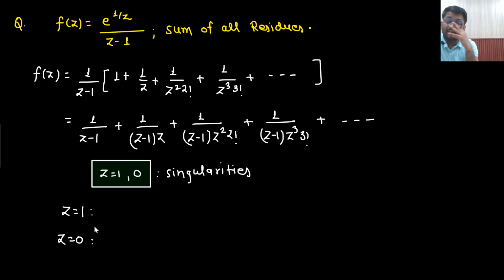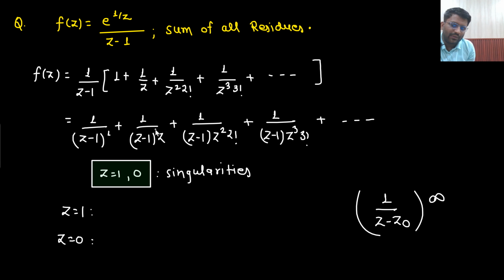Z equals to 1 is essential singularity. Is that correct? What did I tell you for essential singularity? Sir, for essential singularity, you told me that the power of 1 upon z minus z naught should be going to infinity. But always the power is 1.